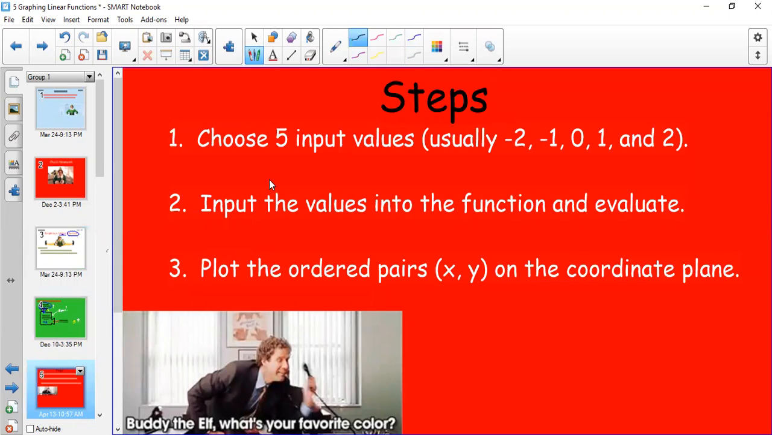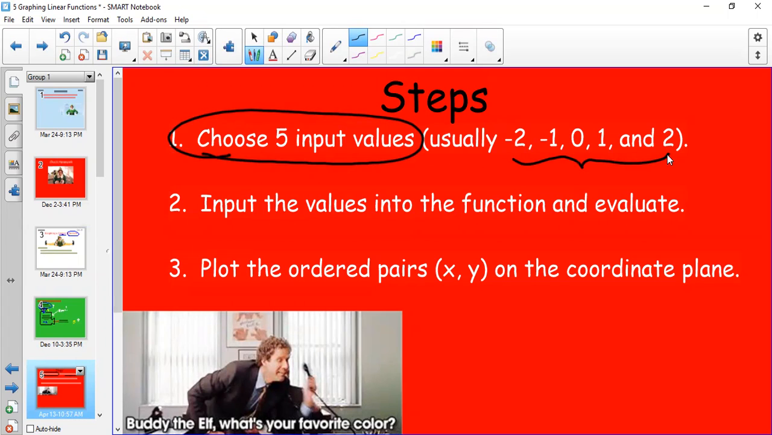Step 1 is to choose 5 input values. Now, we always want to choose the easiest values, and we always want it right in the middle of the graph. So I always recommend doing 2 negatives, 2 positives, and the one right in the middle is 0. And if we're talking about the easiest numbers to deal with, we talk about 0, 1, and 2. So the 5 values that we're going to choose today are -2, -1, 0, 1, and 2.